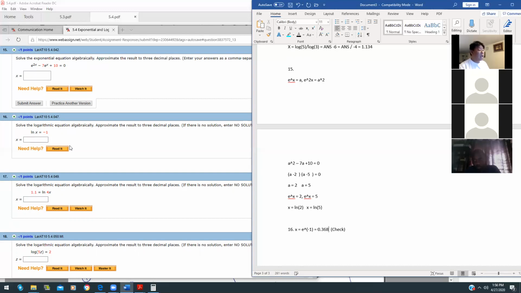0.368. And this answer will check. The reason why the answer is checked here is because your argument is positive. So this is checked because the answer is positive. Okay.